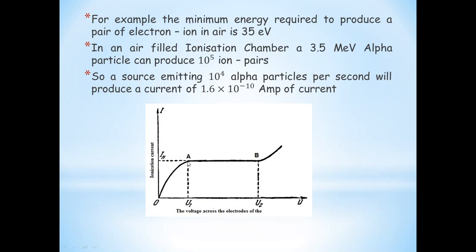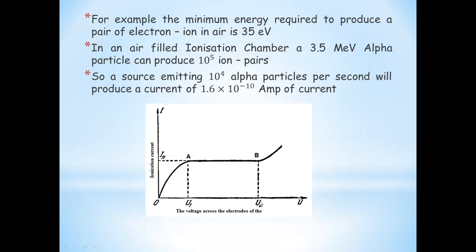But beyond a point, what happens? If the voltage is higher than U1, then all the ions and electrons are reaching the electrodes. So from U1 to U2, all the electrons and ions are reaching. So even if the voltage is increased beyond U1, the number of electrons and ions produced remains constant, and hence the current also remains constant. Higher voltage doesn't lead to more ions and electrons reaching the electrodes, because in the voltage region of operation of an ionization chamber, there is no secondary ionization produced.